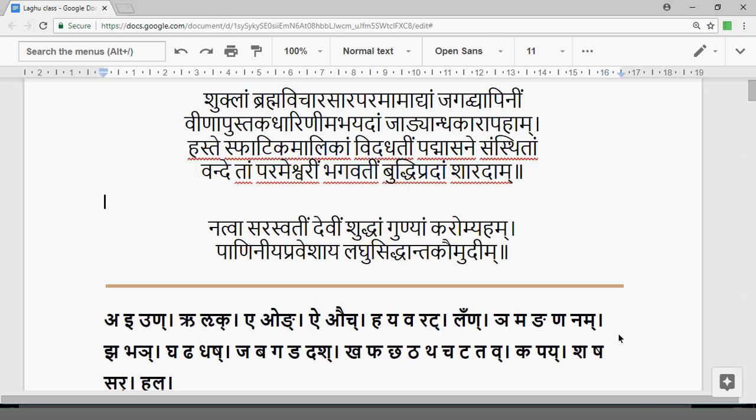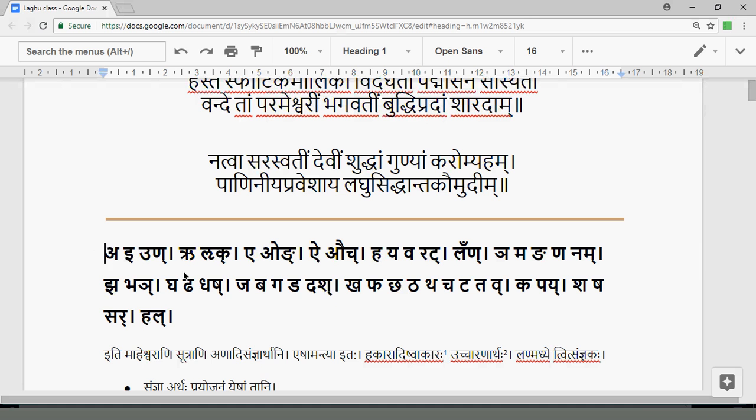Now, let's move to the Maheshvara Sutras. It is said that Panini Maharshi, as a young person, was not that sharp. We shouldn't be saying dullard, but that's what his co-students used to think. He was teased as a Pandita Putra.